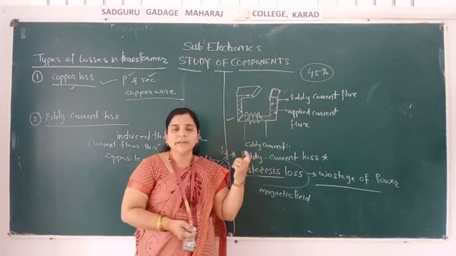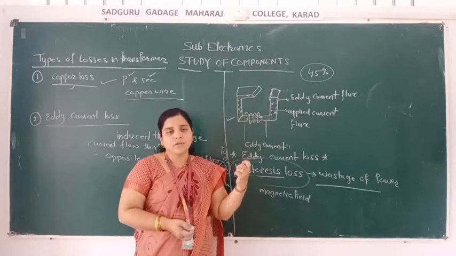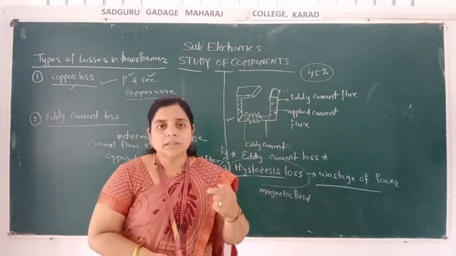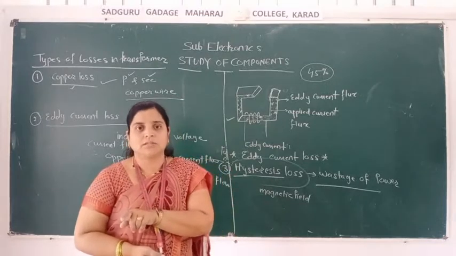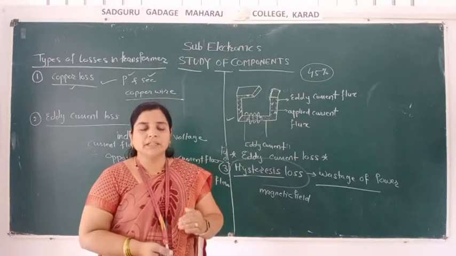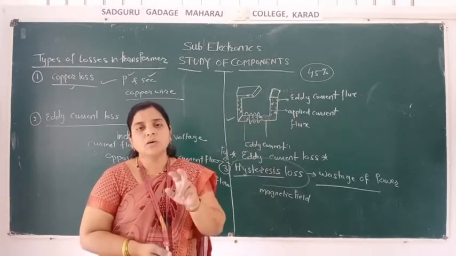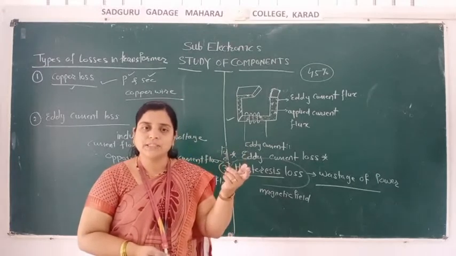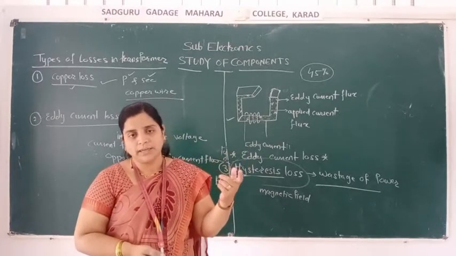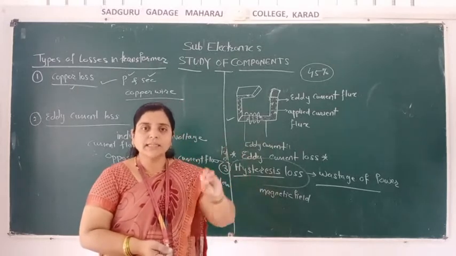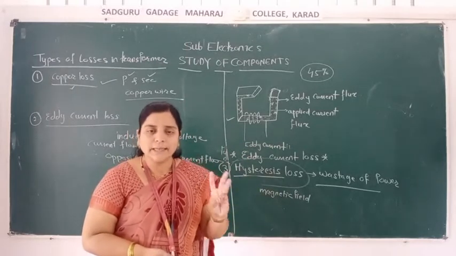So practically we have another formula for the efficiency. It is P in minus loss, input power minus loss, divided by P in, into 100%. That is the practical efficiency, and the theoretical efficiency is P out upon P in into 100%. Okay, this is the efficiency. Then how many losses are there in the transformer? There are three types of losses.